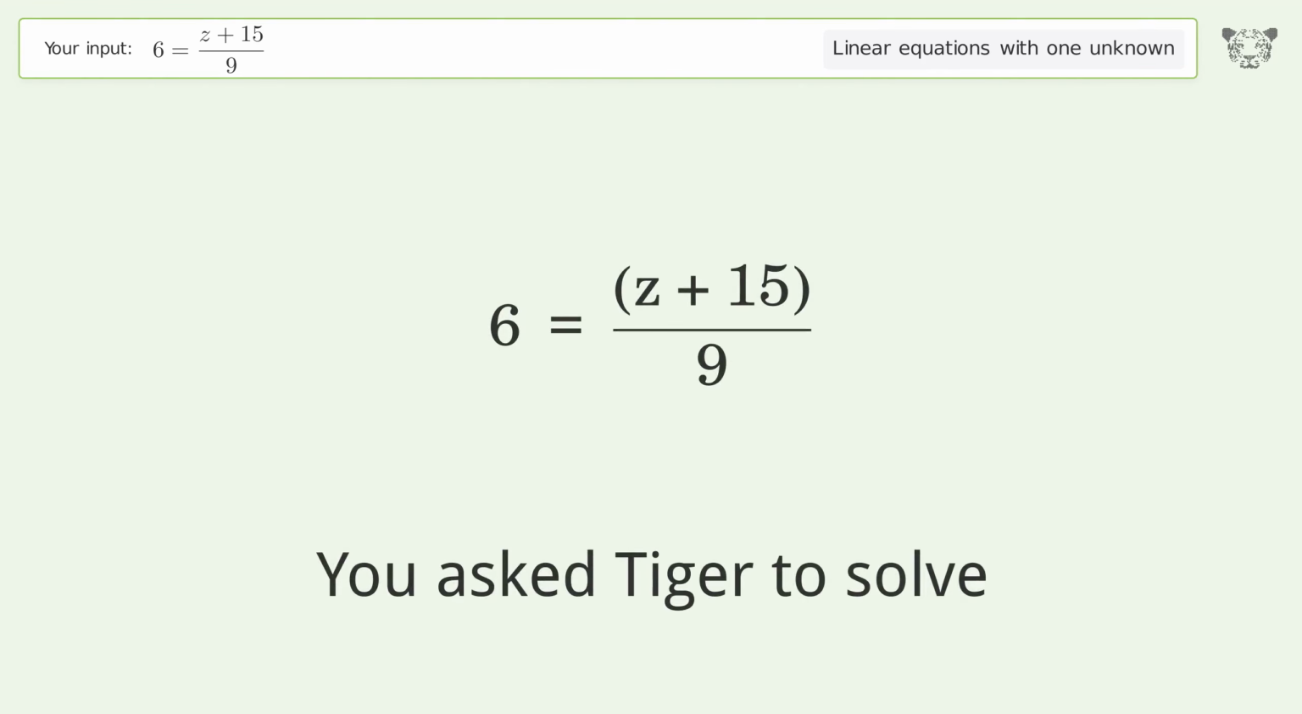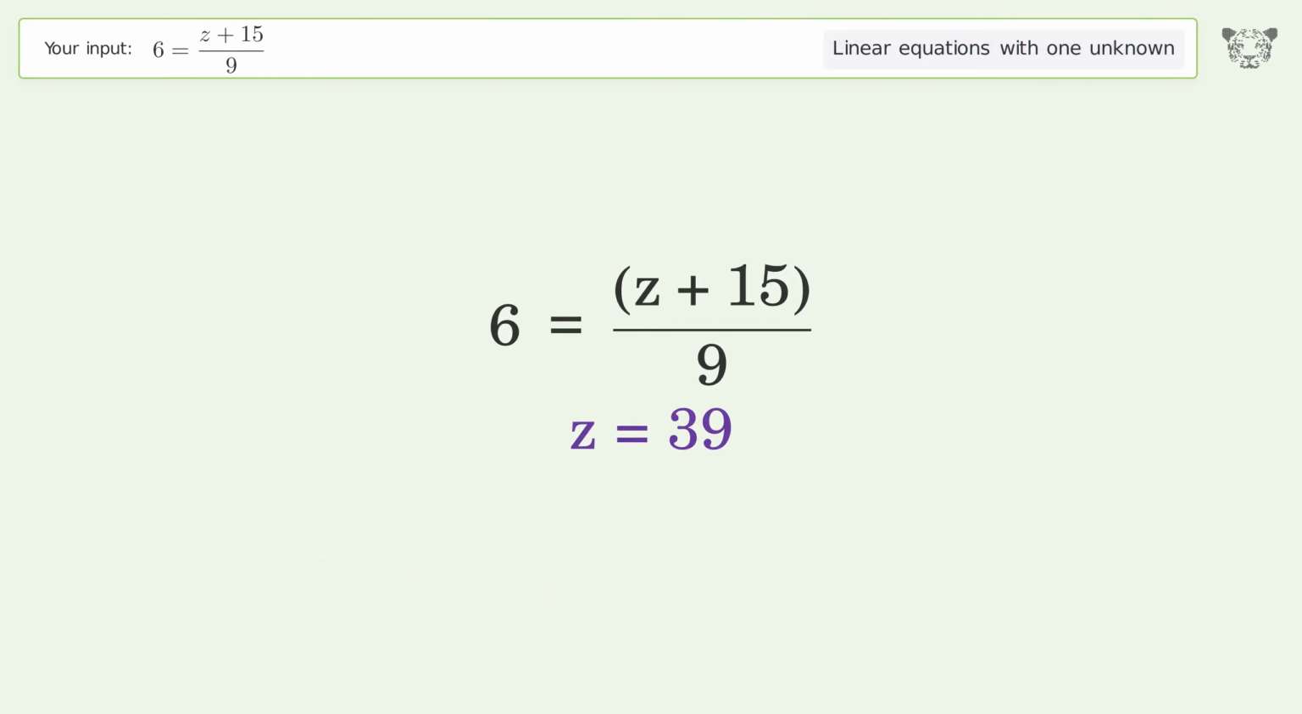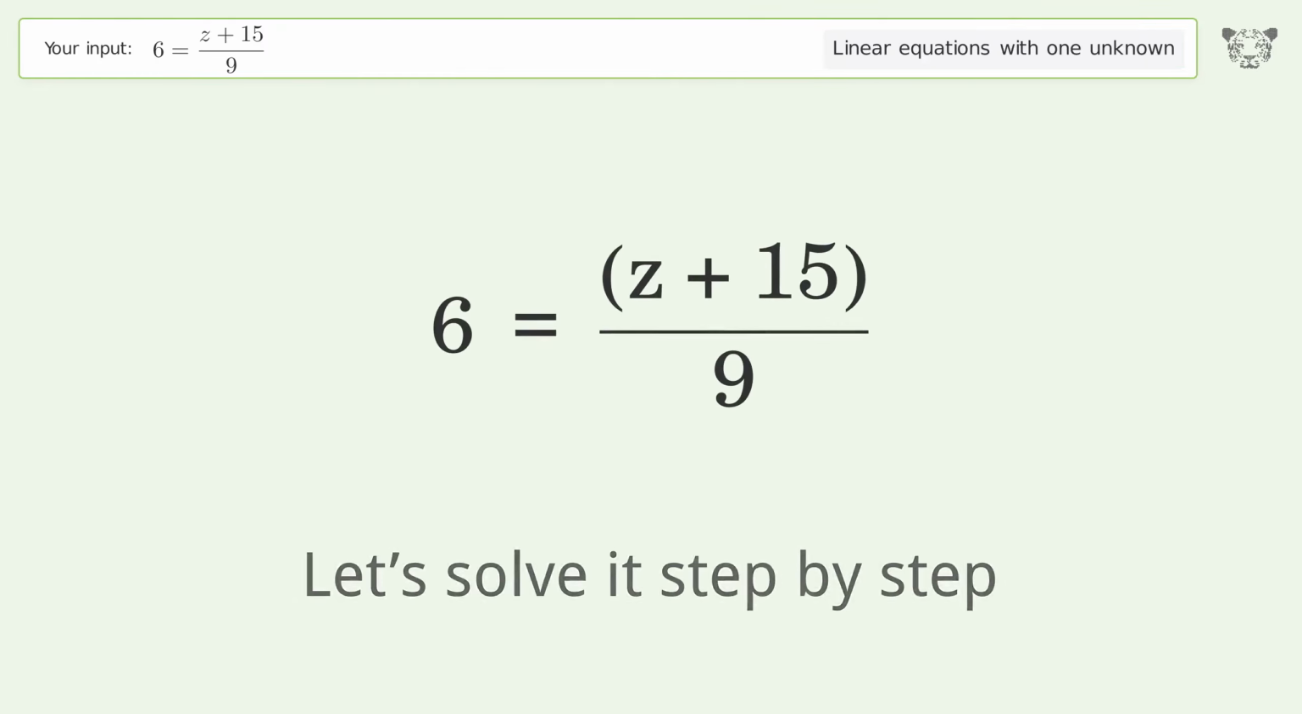You ask Tiger to solve. This deals with linear equations with one unknown. The final result is z equals 39. Let's solve it step by step.